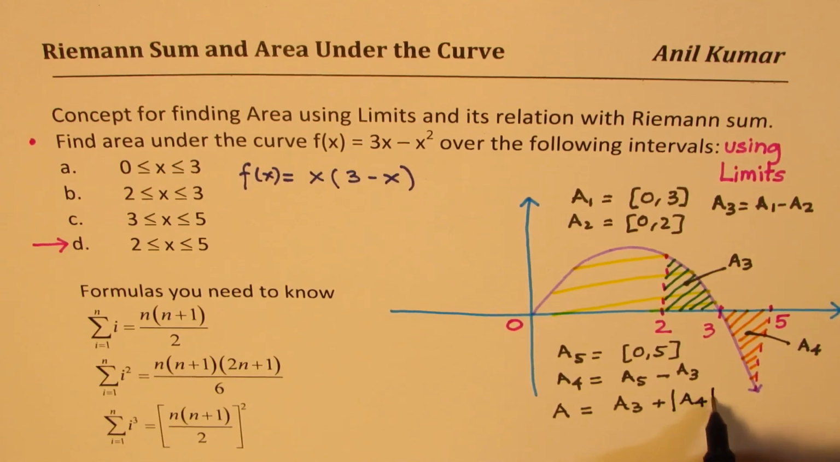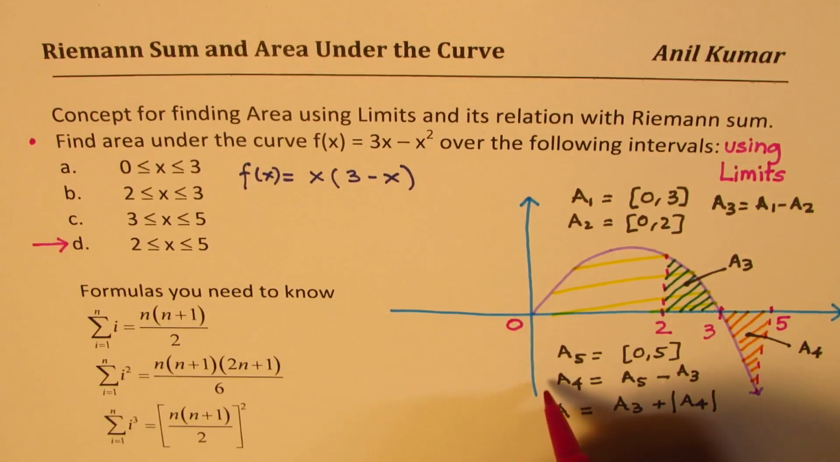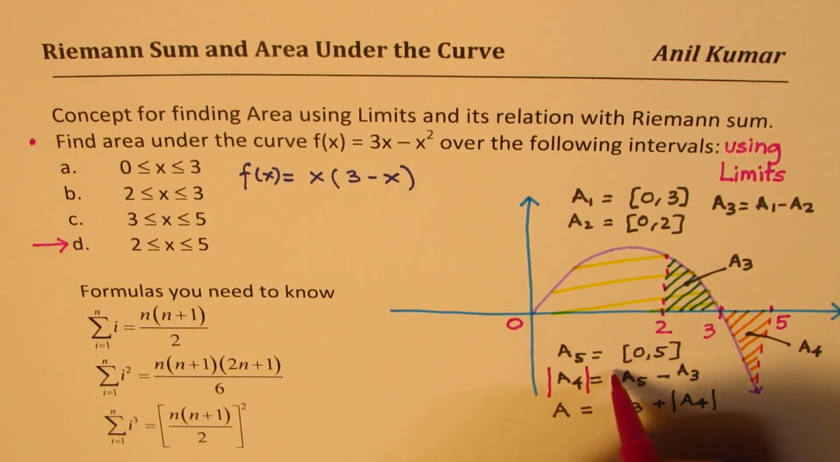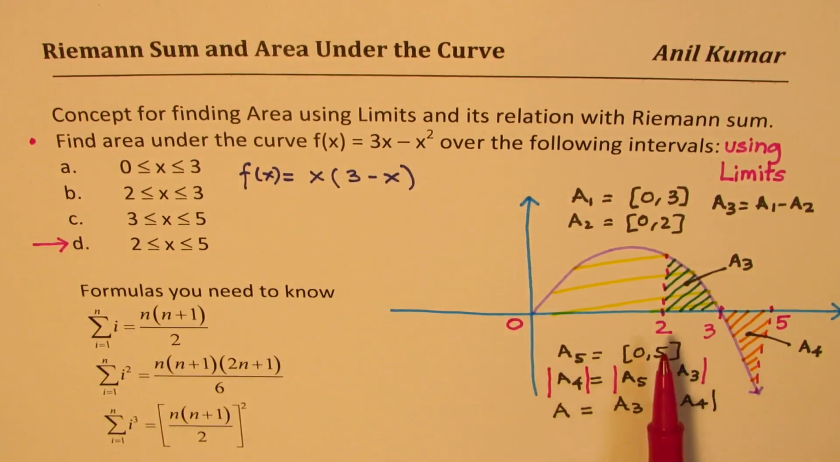You understand, areas are always positive. So when we use the term area, there is no harm in writing it like this, with the absolute value, right? Make it positive and then add it up. Once you do that addition, you get the actual area you're looking for between 2 to 5. Is that clear to you?